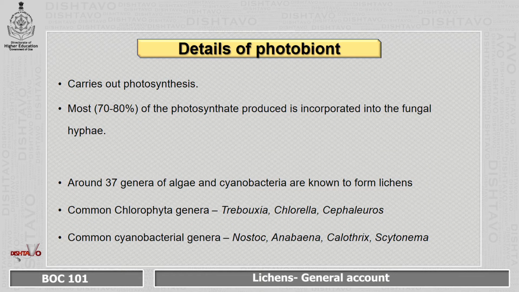Details of photobiont. The photobiont, that is the alga or the cyanobacterium, carries out photosynthesis. Most of the photosynthate produced, that is about 70 to 80% of the photosynthate produced, is incorporated into the fungal hyphae. There are around 37 genera of algae and cyanobacteria known to form lichens. Common chlorophyta genera are Trebouxia, Chlorella and Cephaleuros, whereas the cyanobacterial genera are Nostoc, Anabaena, Calothrix and Scytonema.